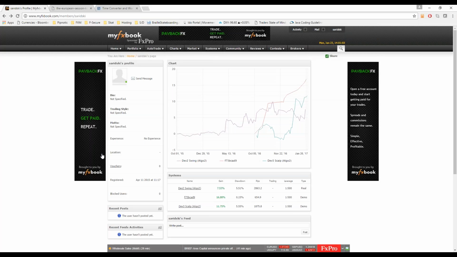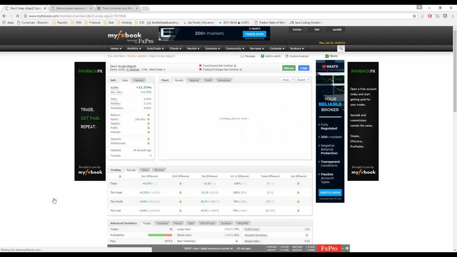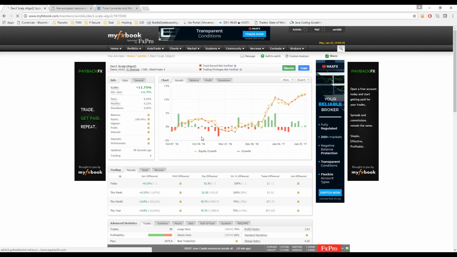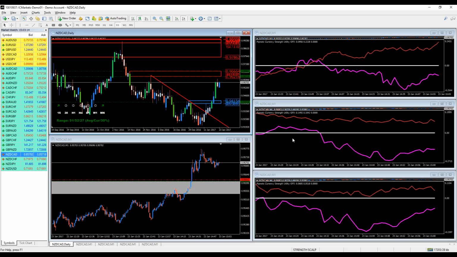Here. Which one is it? It's a scalp. It's this one here. It's going pretty well. I just want to show you what it looks like. Yeah, I implemented some new features. Let me show you what it looks like very quickly.